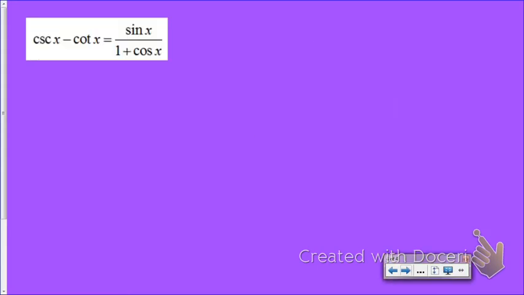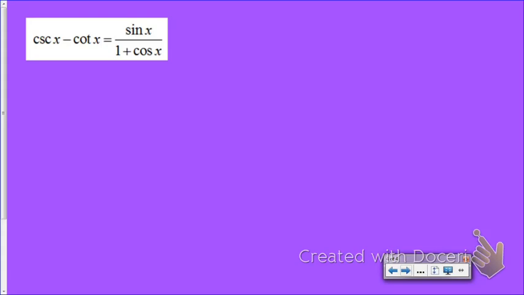Alright, so we're going to do one more. This is going to use a new strategy that we haven't used yet. And this is going to use something called the conjugate. So you learned what a conjugate was back in Algebra 2, and you used them in 2 cases.